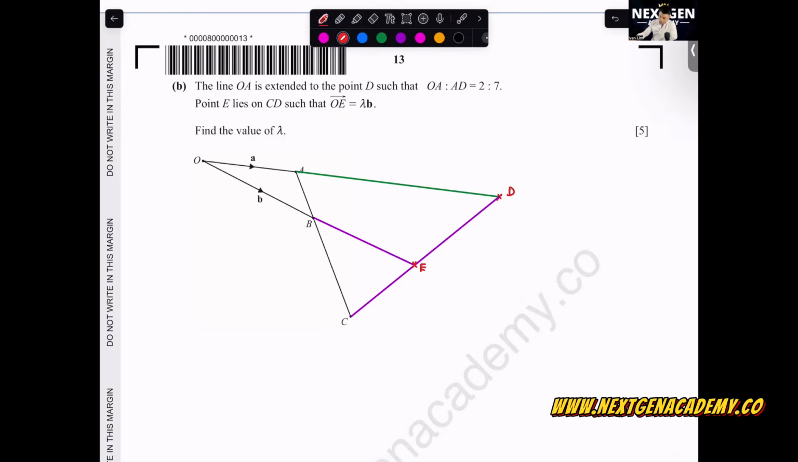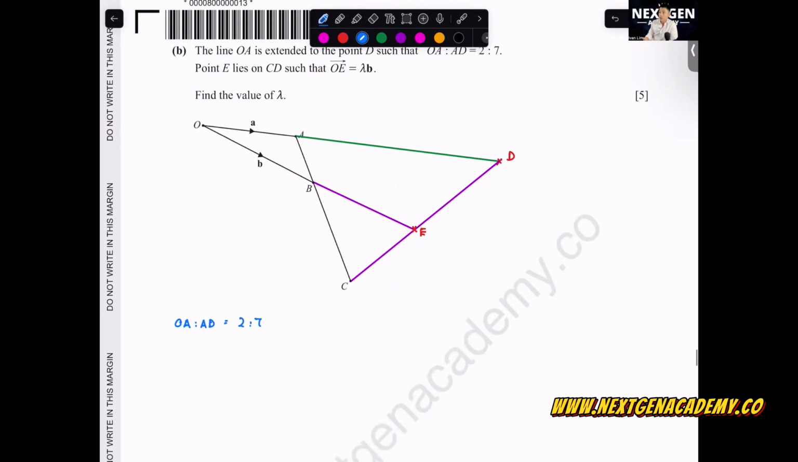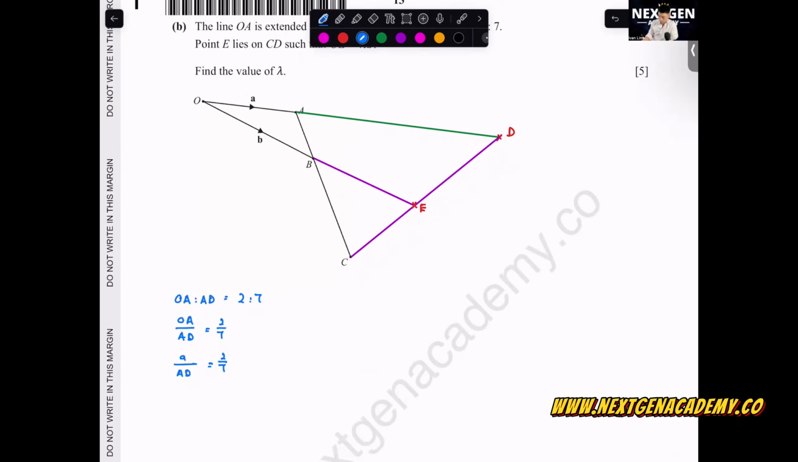All right, let's find out with whatever information we have. Let's try to simplify it first. You give us here, OA to AD is 2 to 7. So can I write OA over AD equals 2 over 7? This is a over AD, which is 2 over 7. And can we write this as 7 over 2 a equals AD. So AD is 7 over 2 a. So this part here is 7 over 2 a.